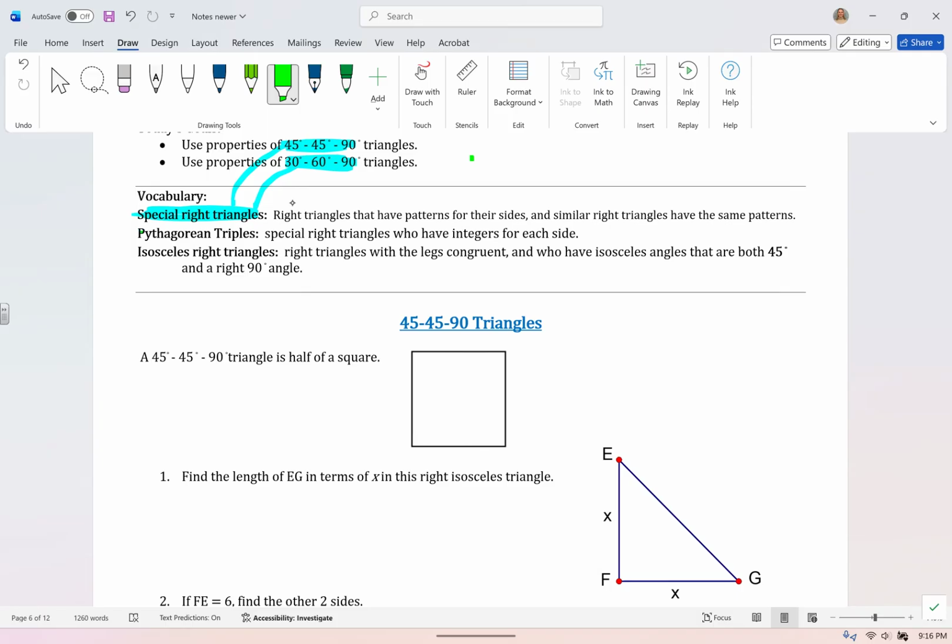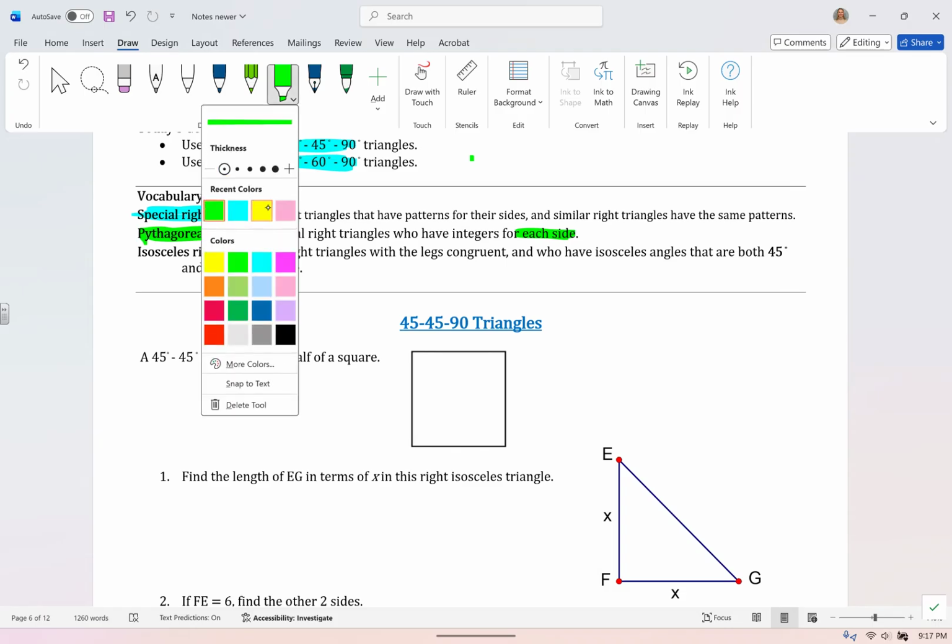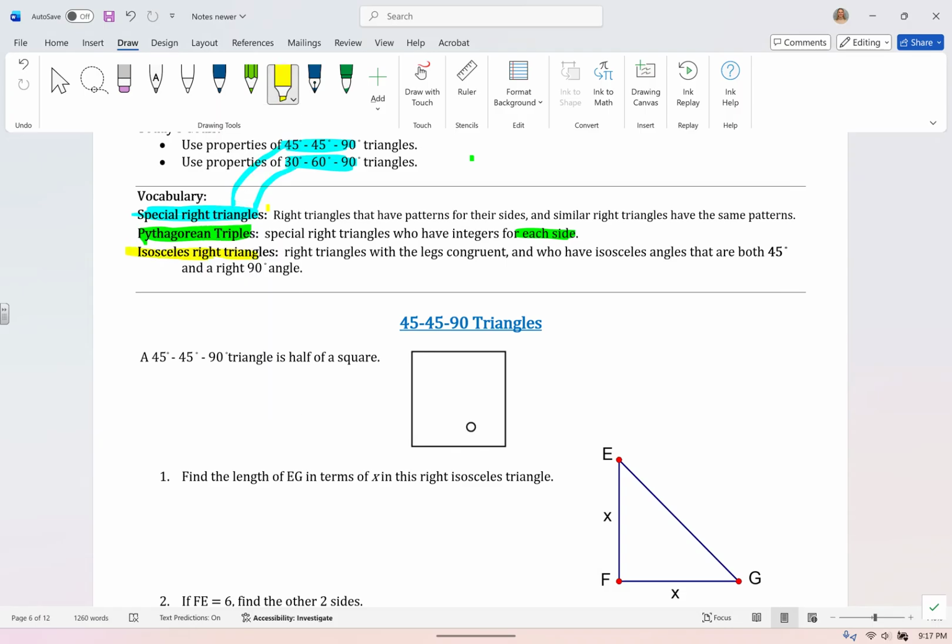Okay, a Pythagorean triple would be if all three sides are whole numbers. Okay, integers is true, but whole numbers is probably a better choice. So each side is a whole number. And then isosceles right triangles is what we're going to be talking about today. If you've got a right triangle and two of the sides, the legs, are congruent, then you have an isosceles right triangle. So that's going to be what we're talking about today.